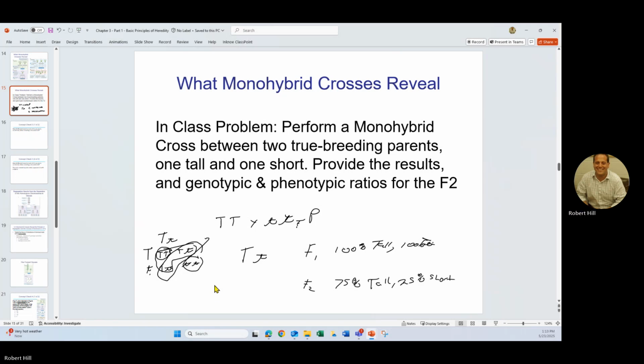Okay. Well, anyways, I'm not going to bore you with this. So the phenotypic ratio is 3 to 1, right? 3 tall to 1. So 1 out of 4 is short. The genotypic ratio is 1 to 2 to 1, right? So it's a total out of 4.